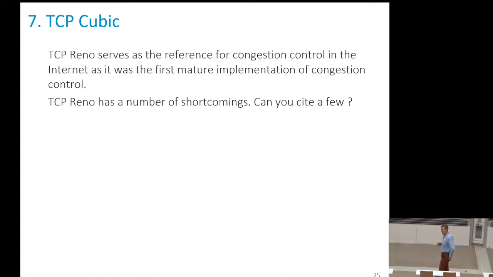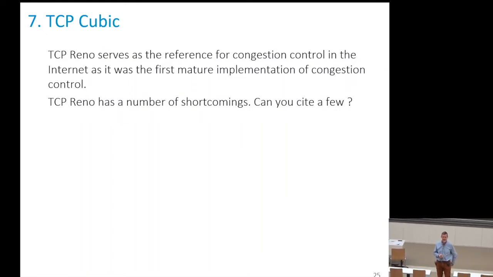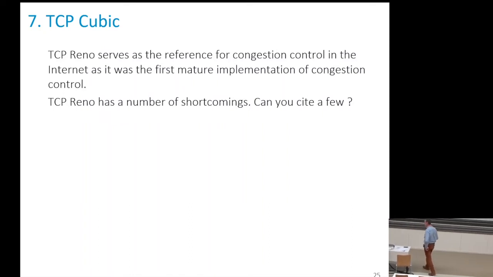Now, as it stands, TCP Reno has a number of drawbacks. Could you imagine some? If you would like to fix it, what would you like to fix in TCP Reno? Well, one thing I would like to fix is certainly the fairness issue. We would like to remove the bias against long round trip time.